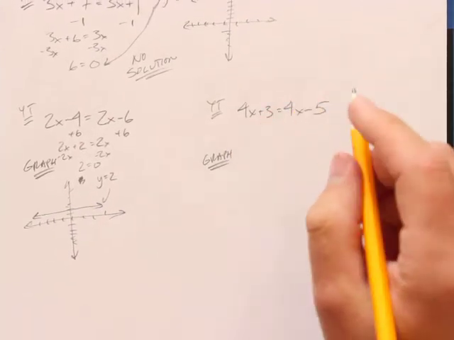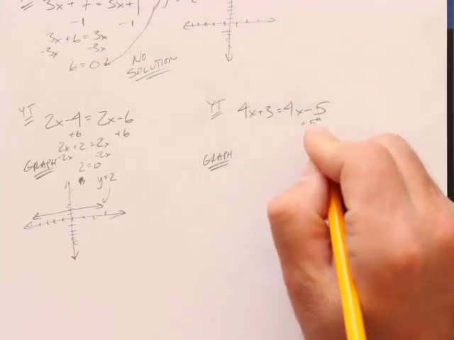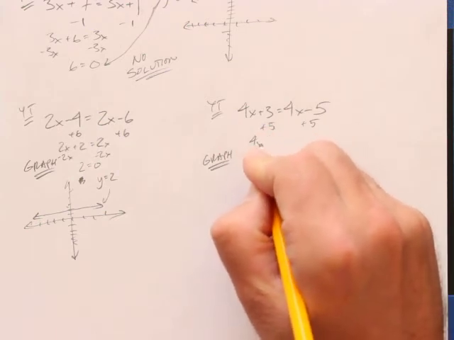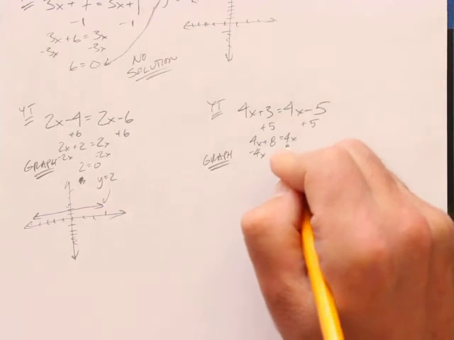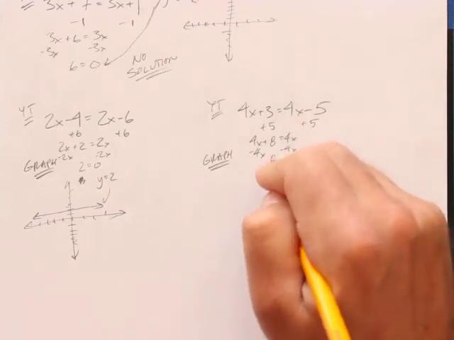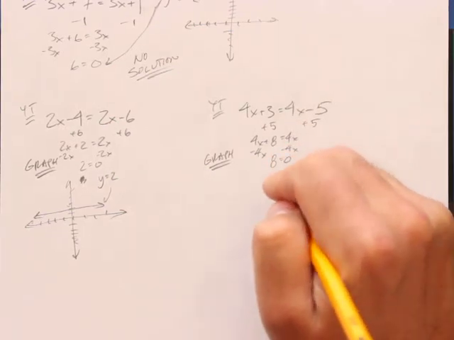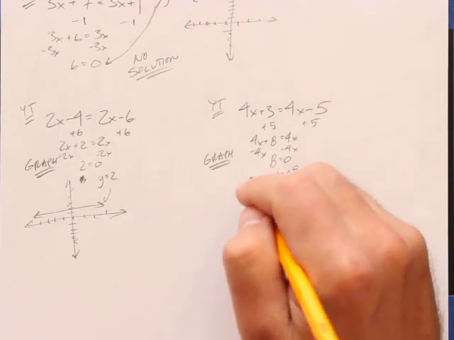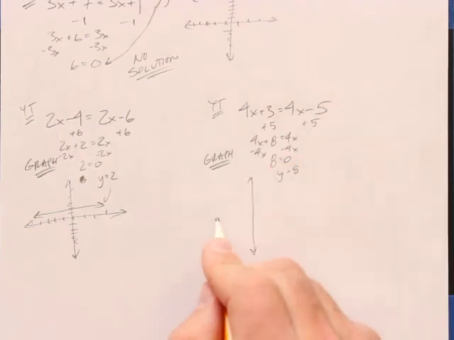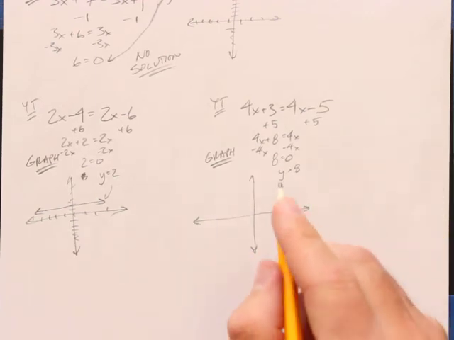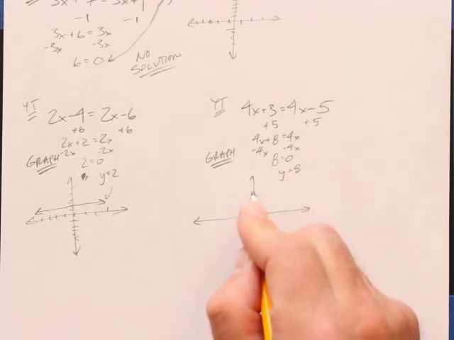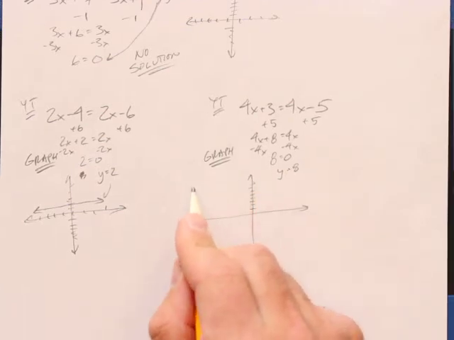Let's do this one. I'm going to add 5 to both sides. I've got 4x plus 8 equals 4x. Subtract 4x from both sides. And I've got 8 equals 0, or y equals 8. Let's graph it. And I go to 8. 1, 2, 3, 4, 5, 6, 7, 8. There it is, up there.